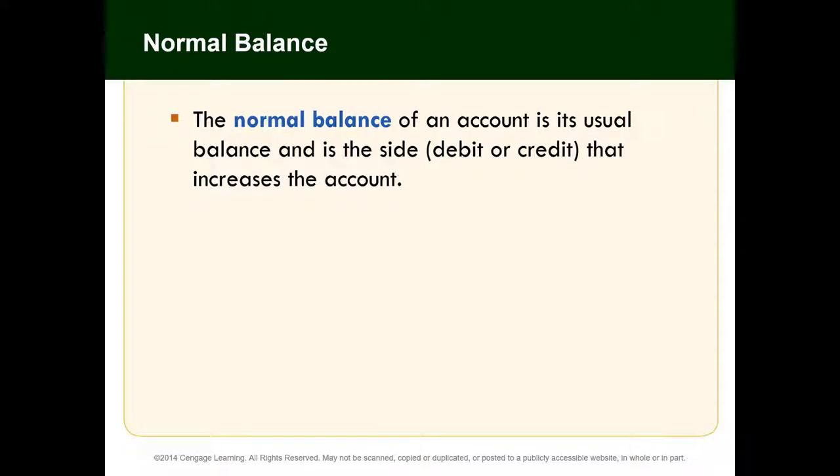So for assets, when they increase, they are debited, correct? So the normal balance of assets should always be on the left side.